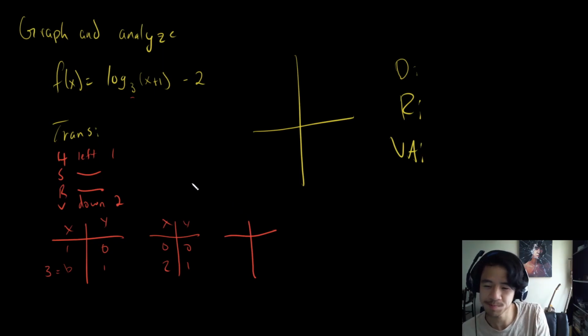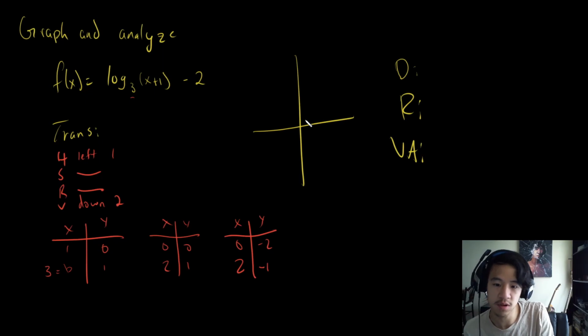Got a runny nose. And then down 2, that means we're gonna subtract 2 from our y's. So we got x, y, and then 0, negative 2, and then 1 minus 2 is gonna be negative 1. So we got 2 here. So let's go ahead and plot this. We got 0, negative 2, and then 2, negative 1.